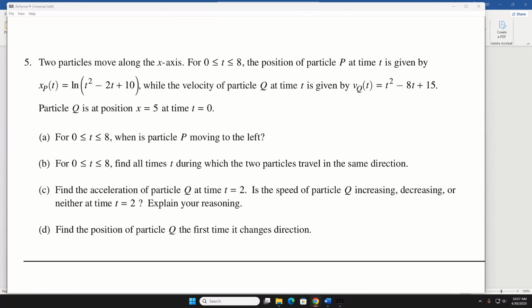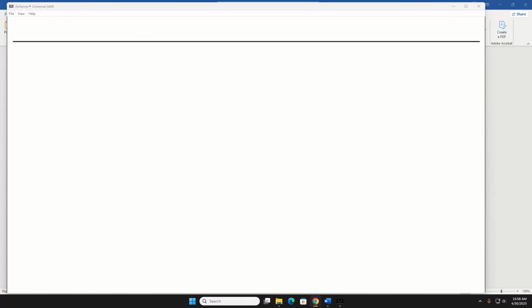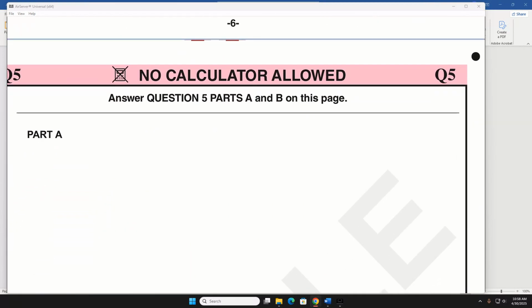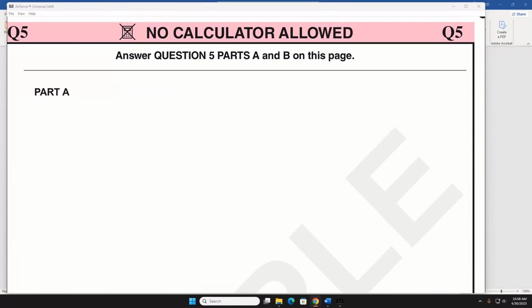Okay, so for A, we want to know for that interval between 0 and 8, when is the particle moving to the left? So which one of those things do we use to decide direction of movement? The position, velocity, acceleration. Velocity. So position tells you where it is on the x-axis. The velocity is going to tell you how quickly and what direction that particle is moving.